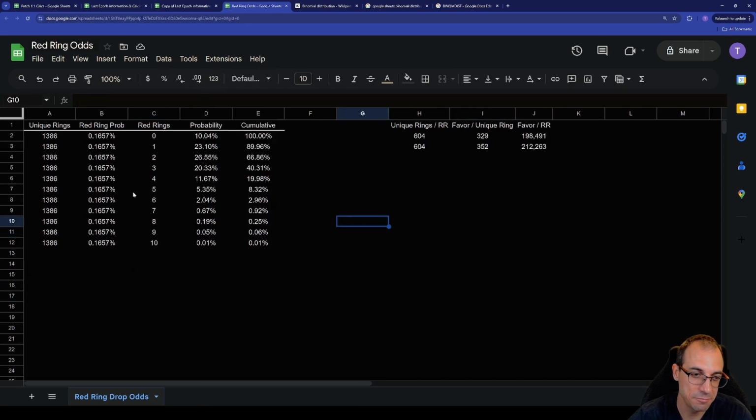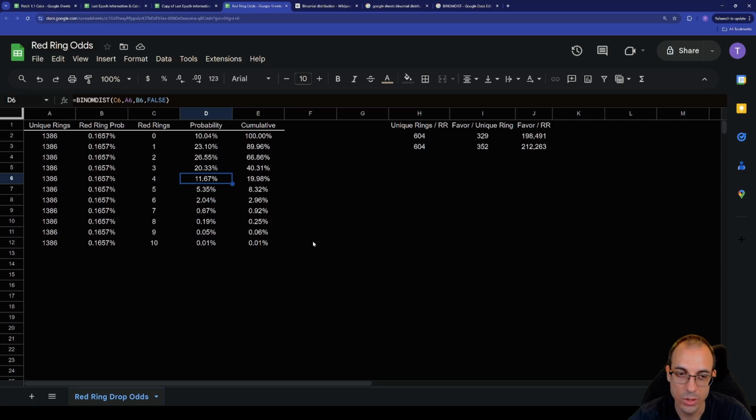And so there you have it. We got four red rings that day. The probability of getting that was 11.67 exactly. So while we got somewhat lucky, it was not an extreme case of winning the lottery luck. And also, if you are in the business of farming red rings, expect to get a red ring on average per every single 200K favor spent on unique rings only.